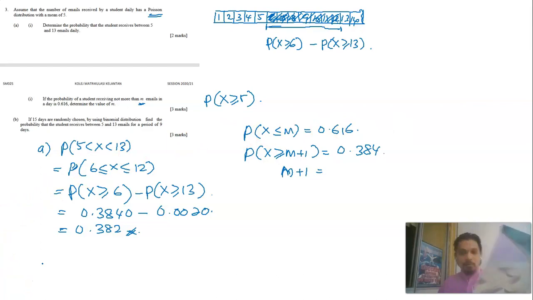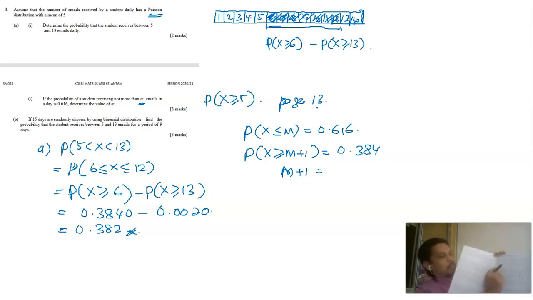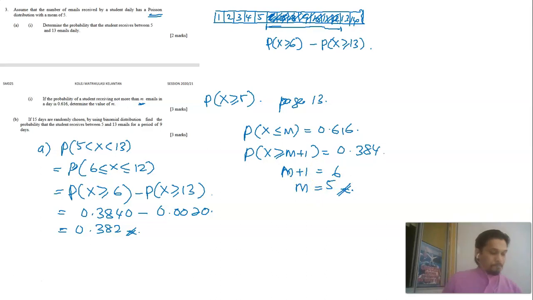Okay, if you have this book with you right now, turn to page 13. Okay, look at the value of lambda, which is equal to 5.0. And then find the value of 0.384, and the value of R equal to 6. So then M equal to 6 minus 1 equal to 5.